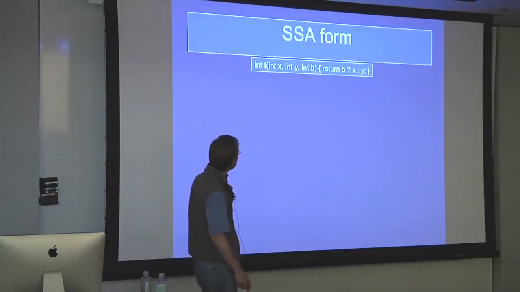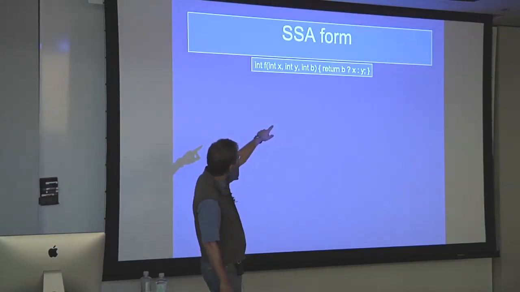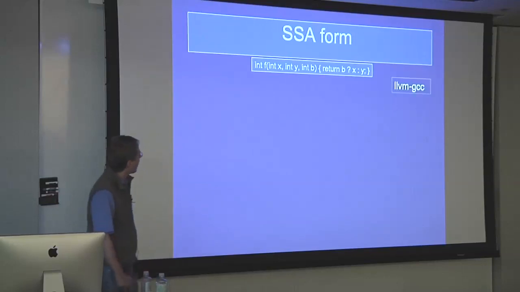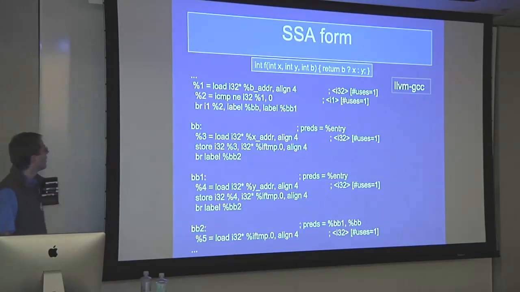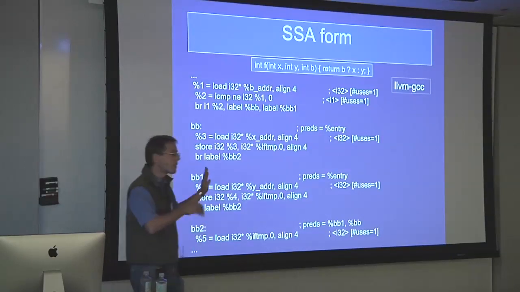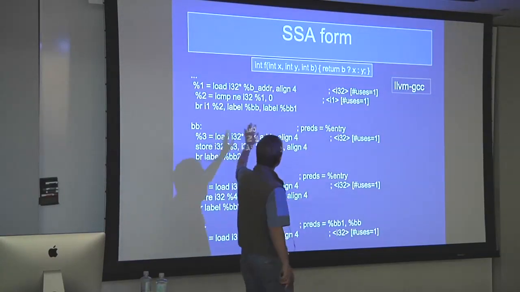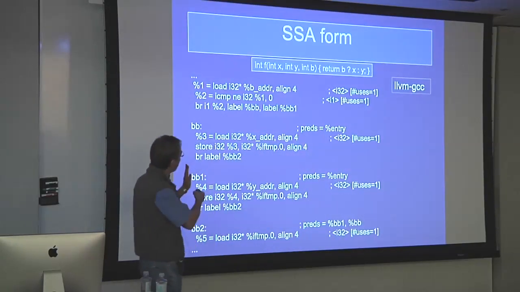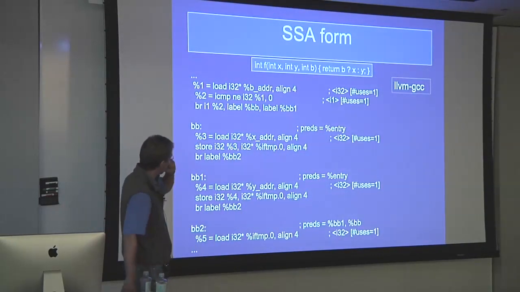Let me explain about SSA form. You've got the function. Depending on the value of b, you either return x or y. Okay? So in LLVM-gcc, everything is done through memory. This is before it hits the optimizers. Once it's hit the optimizers, this all gets turned into a sort of one-line statement, and everything's much nicer. So this is the input to the LLVM optimizers, from llvm-gcc.